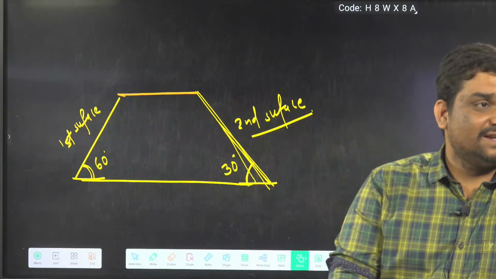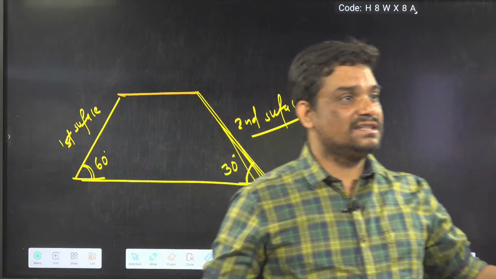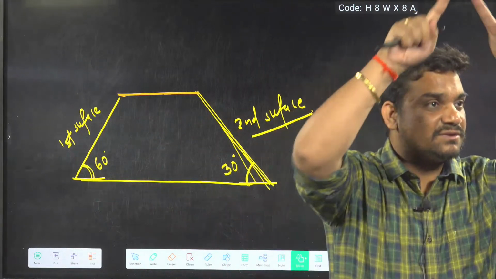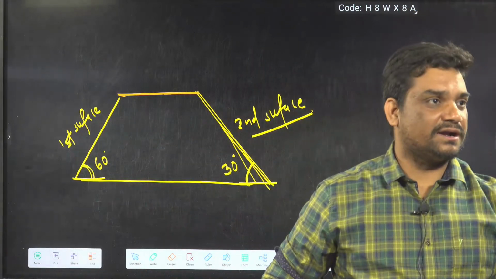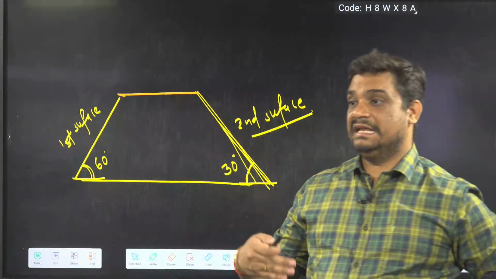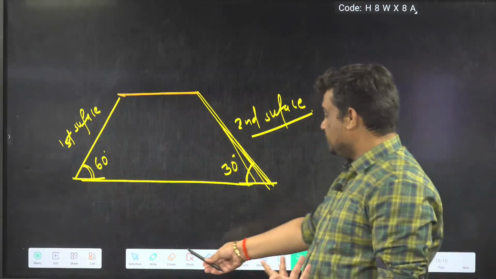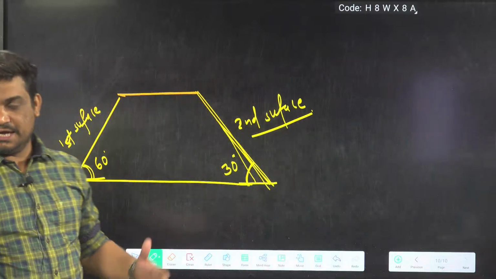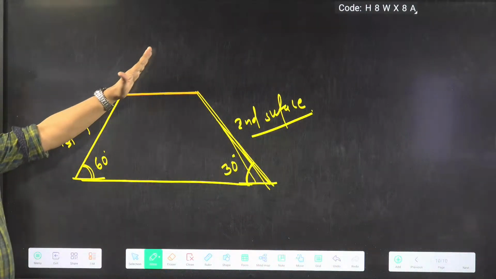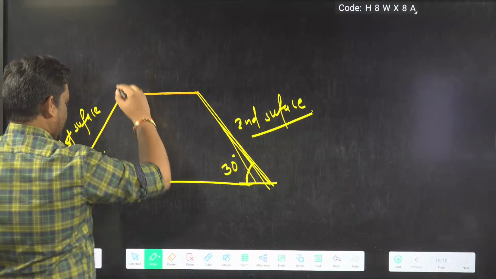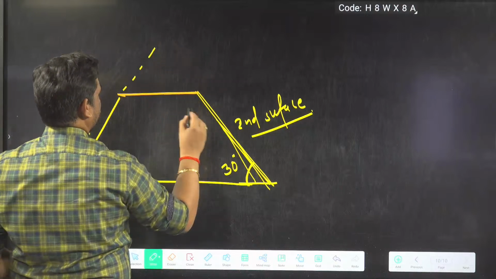Very easy question, because this question is nothing but the previous question, where it was the full triangle. I have just erased that part, so it becomes like a trapezium. But if you have to find the angle between two lines, you have to extend them. So we'll extend this line. This one I'm going to extend here, and this one also I will extend here.